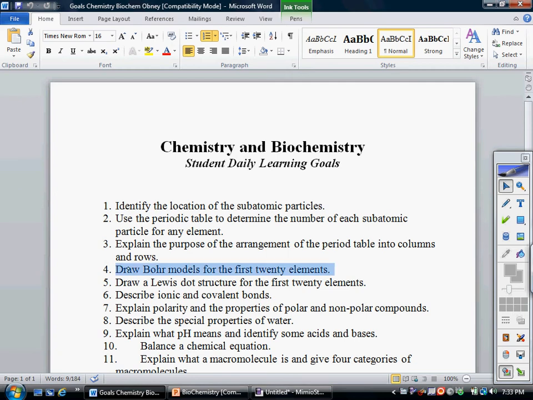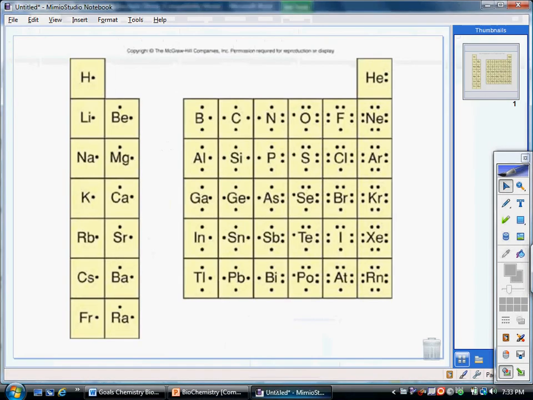Standard 4 says that you are able to draw a Bohr model for the first 20 elements. So what I did was I went online and I found a good image for you guys, and we'll take a look at this here. And this is just omitting those transition metals here, that's why there's a blank space. And we start here with hydrogen, and this is group 1, and this is group 2, 3, 4, 5, 6, 7, and 8.